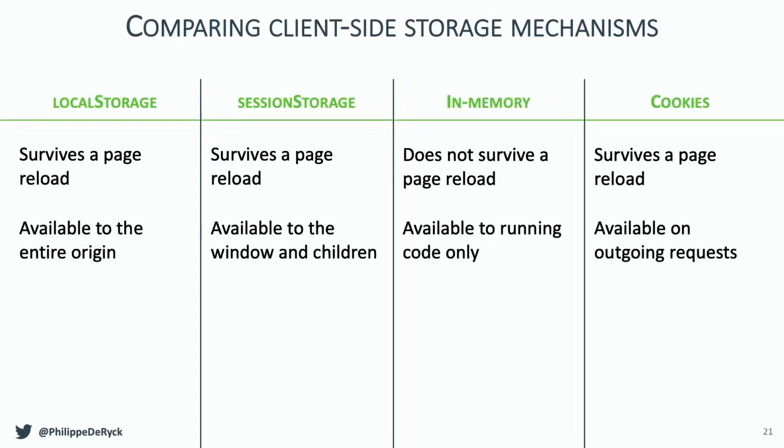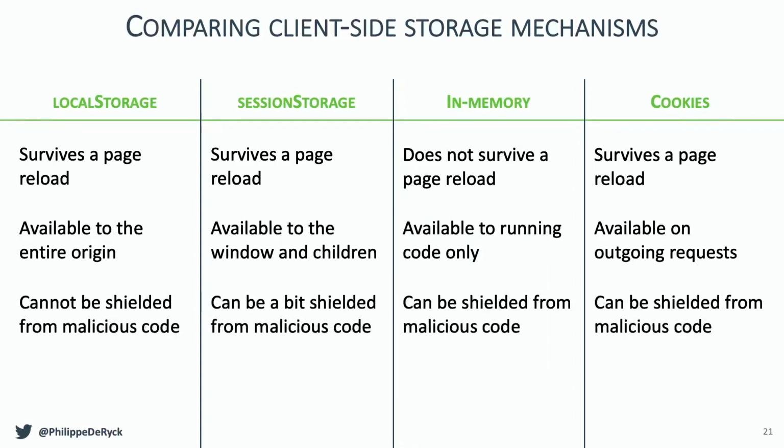Local storage is available to the entire origin. Session storage, origin and window and its children. In memory is wherever you want it. It's only available to running code. And cookies, if you mark them as HTTP only, on outgoing requests. This means that local storage cannot be shielded from malicious code. There's simply no way to do that. If you have access to the scripting context, if you can run script code, you can read local storage. Session storage is a bit trickier because you need to run the code in the actual window or one of its children, so it's a bit more constrained. In memory can be shielded. It's very tricky to do that in JavaScript, but if you really want to, you could do that. And cookies can be shielded as well.